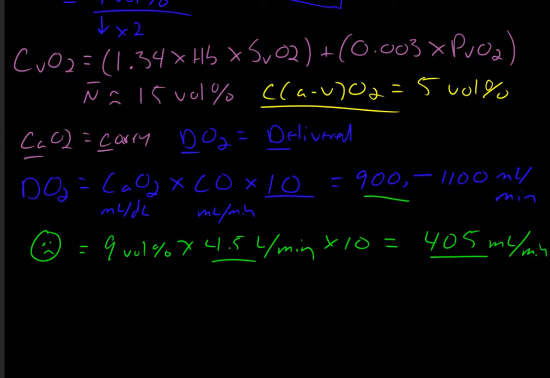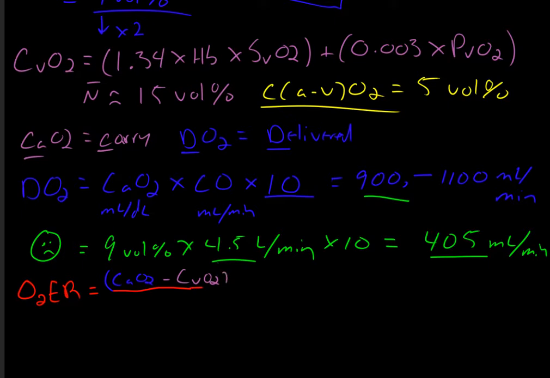So to calculate that, we're going to use our oxygen extraction ratio. The oxygen extraction ratio is a unitless number, okay, because everything's going to cancel out here. And I'm going to use some different colors. So we're going to use the CaO2 minus the CvO2. All right.